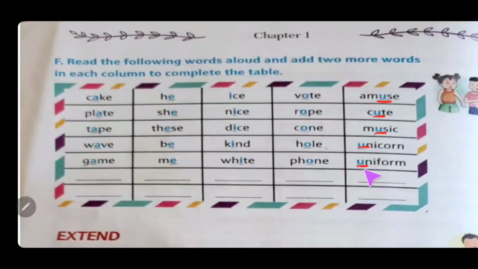So the two more words can be abuse, and the other word can be mute. Abuse and mute. Okay, so the words are amuse, cute, music, unicorn, uniform, abuse, and mute, right?